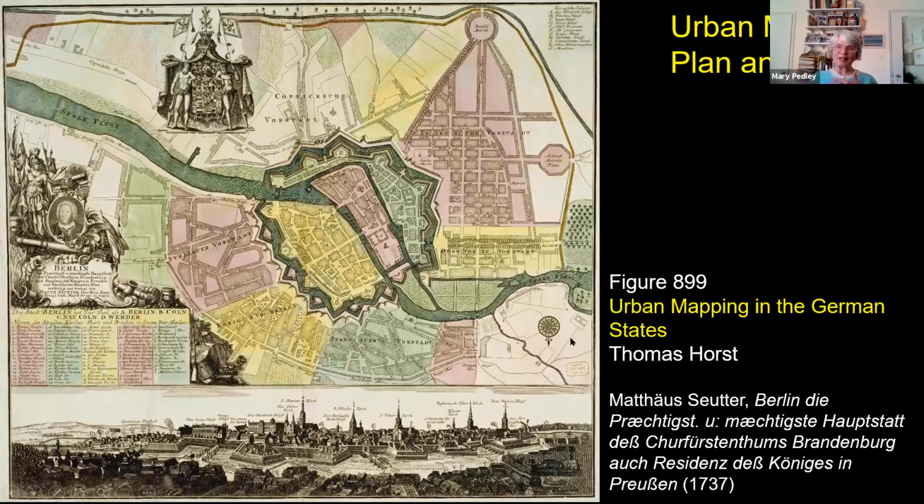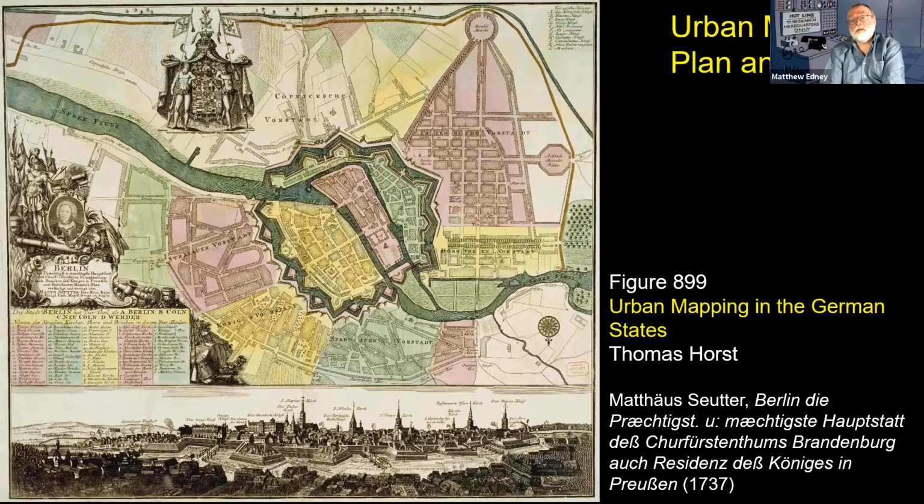I wanted to lead in to this idea of the plan and view together in urban mapping, because that's a long established graphic tradition of showing cities in plan as well as in view, as in this printed map of Berlin. Maybe you'd like to tell us a little bit more about it.